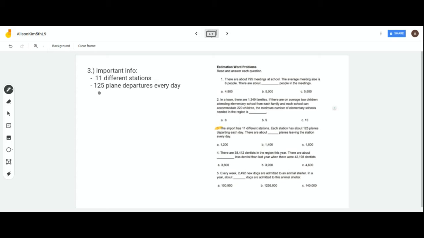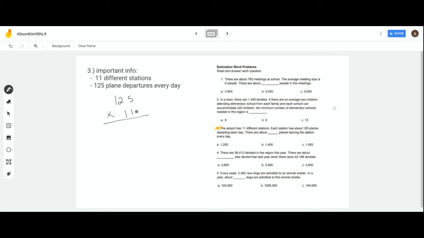So the important information to get from this word problem is that the airport has 11 different stations, right? And we know that about 125 planes depart every day. And we need to find out how many planes in total in the airport leave every day, right? So we need to do 125 times what? 11, because we need to find out how many in total from the whole airport. So we do 11, right?